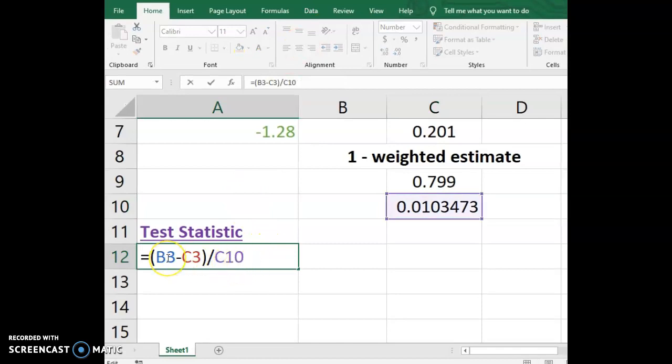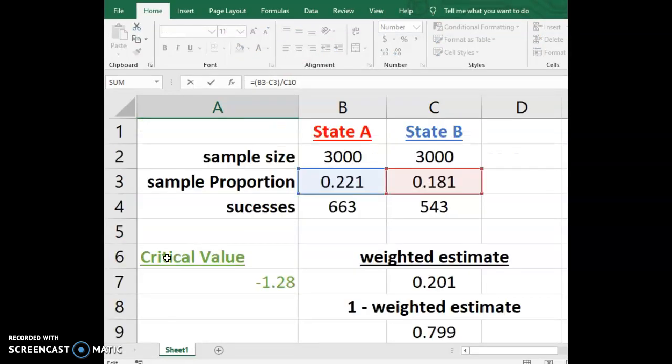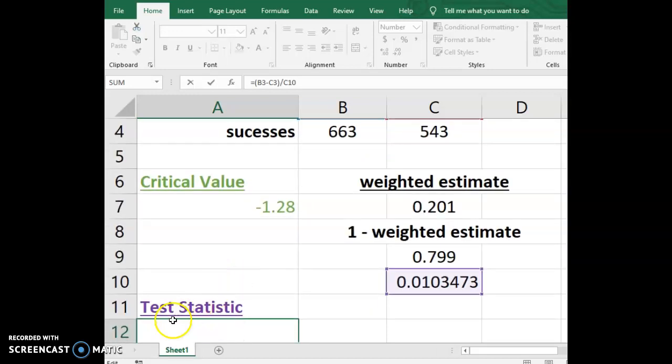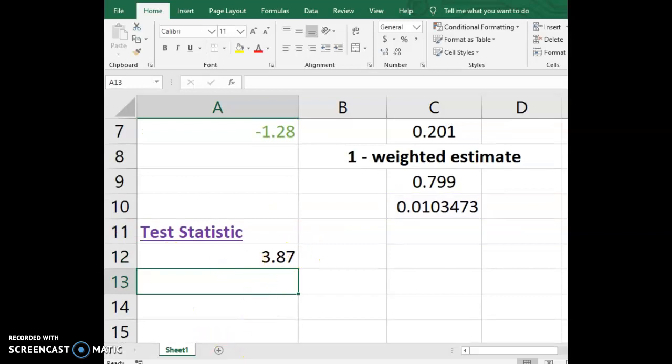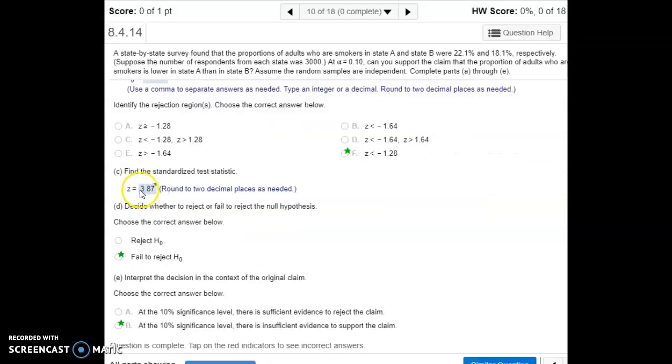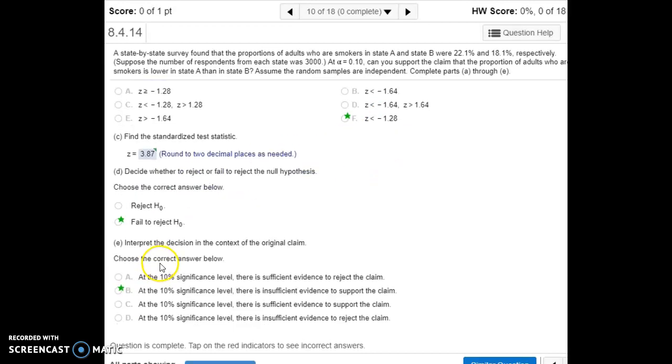So that's on bottom. On top, we just subtract our two sample proportions from each other. So state A minus state B on top. And here we get our standardized test statistic. And it is a positive 3.87, so it's not less than our critical value. And so it's not in the rejection region, so we will fail to reject our null hypothesis.